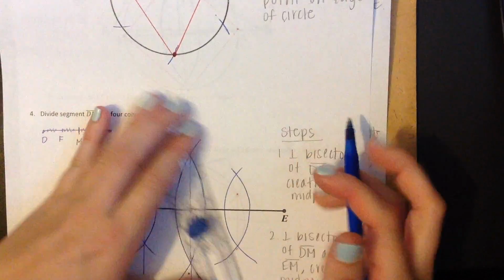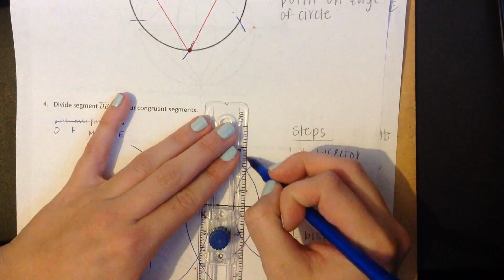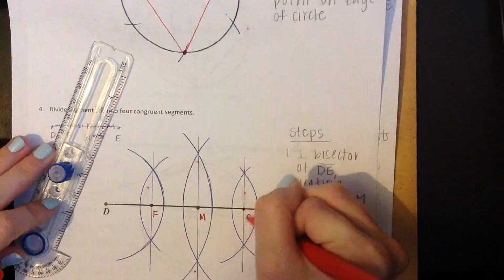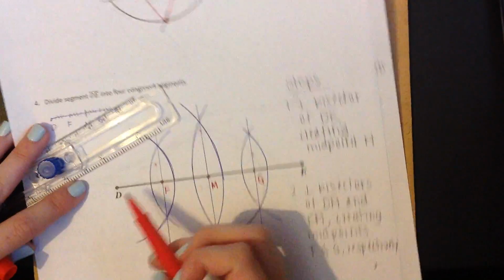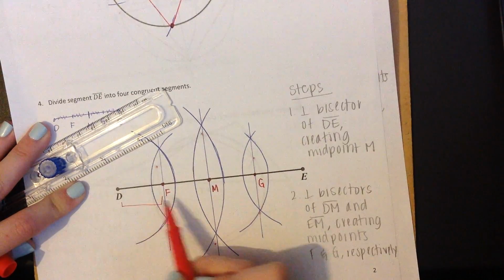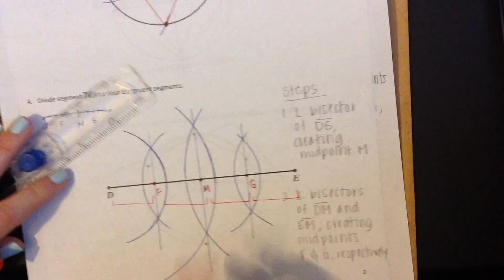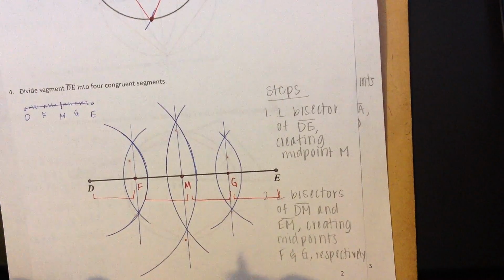So it's the same construction 3 times over, creating midpoints every single time to allow us to create 4 congruent segments. We can see that we have DF, FM, MG, and GE. 4 congruent segments, just like the question asked.